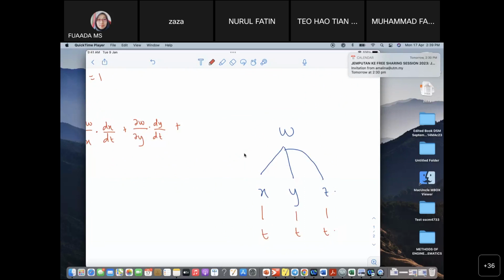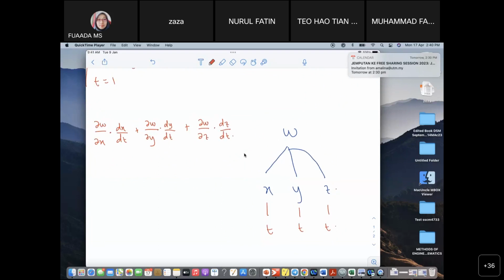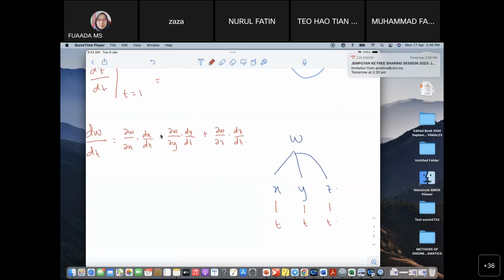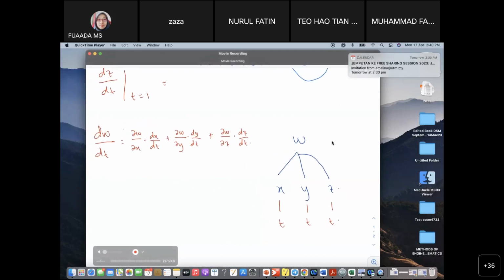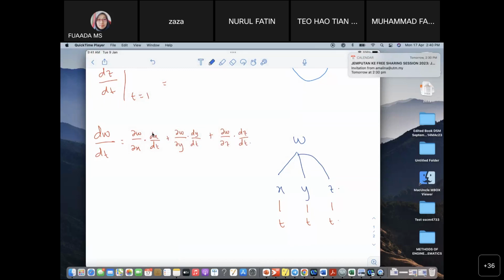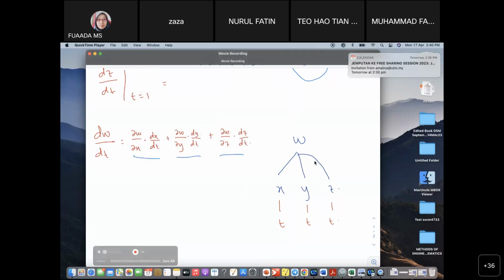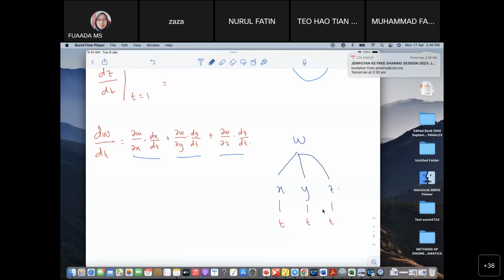Okay. So one more for z. Del w del z dot dz dt. Okay, so now you look at this based on the chain, and this is the chain rule. So you got 3 terms here, which means 1, 2, and 3, and they are from these 3 roots of the chain. Understand?